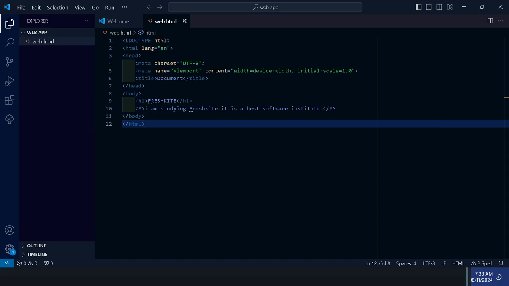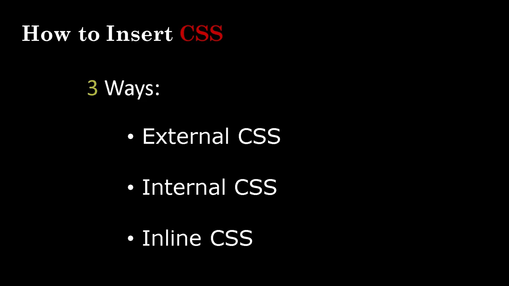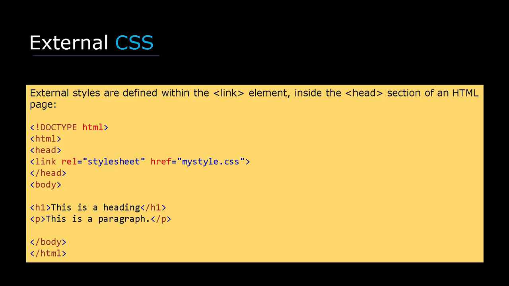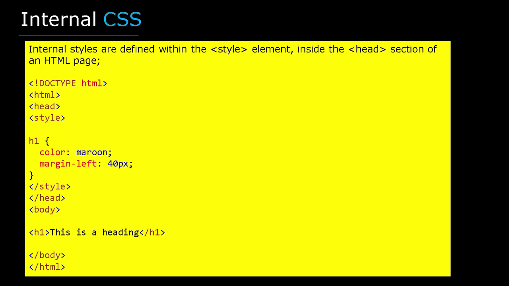Before seeing the example, we have to see how many ways we have to insert CSS. There are three ways: external CSS, internal CSS and inline CSS. First, external CSS. In this, external styles are defined with the link element inside the head section. We create one separate file and link it in the HTML page.